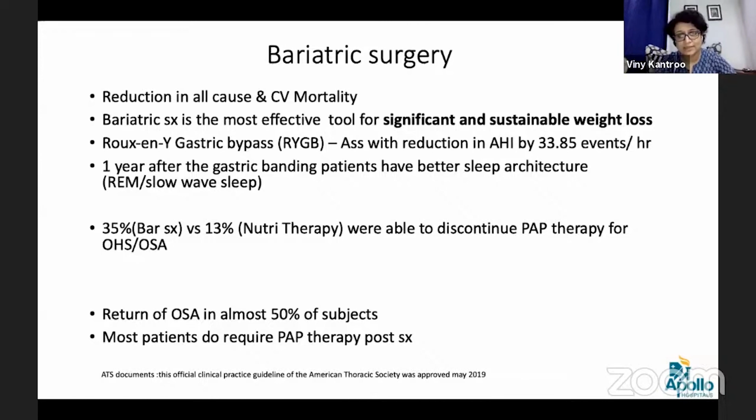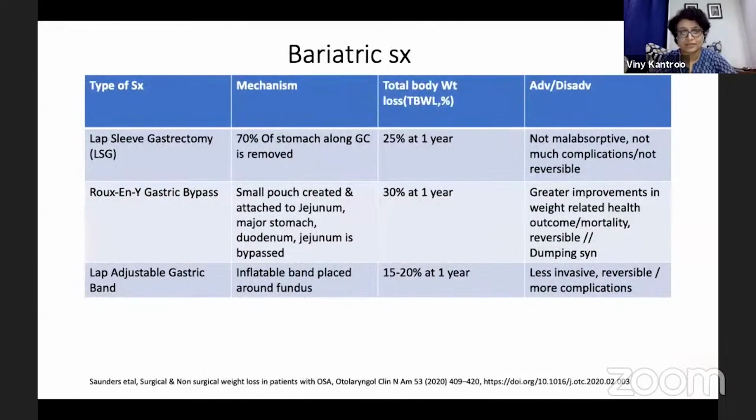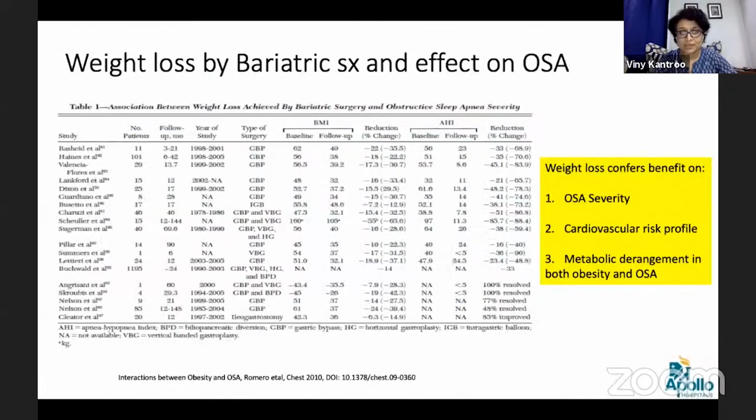And Roux-en-Y gastric bypass is associated with a reduction of 33 events per hour at the end of 1 year. But mind you, in 50% of the subjects, the symptoms can return, and certain people are actually able to discontinue their CPAP therapy after bariatric surgery. There are three kinds of bariatric surgery, which we are not going to go into the details of, but the most common one performed at the moment is laparoscopic sleeve gastrectomy, as well as Roux-en-Y. And these are some of the studies where they saw change in the apnea hypopnea index and BMI.